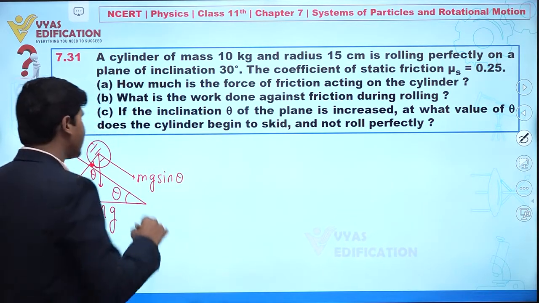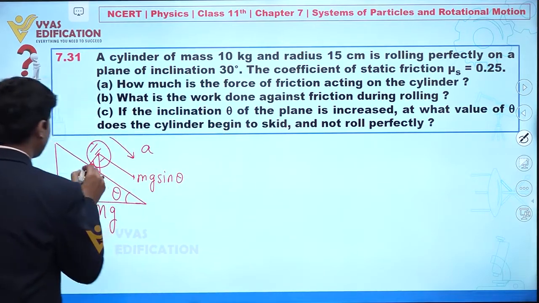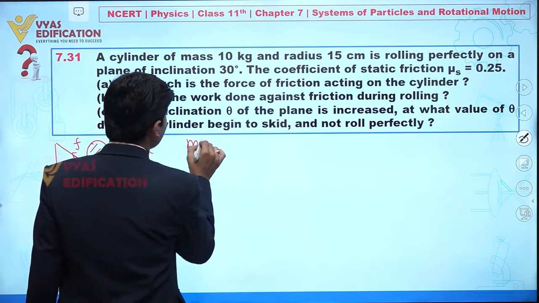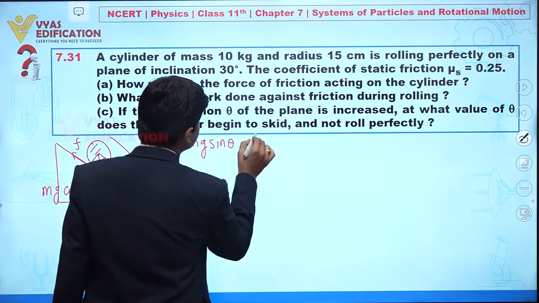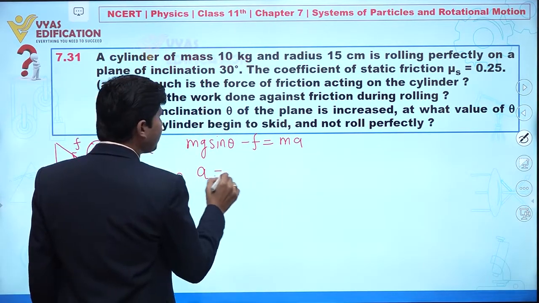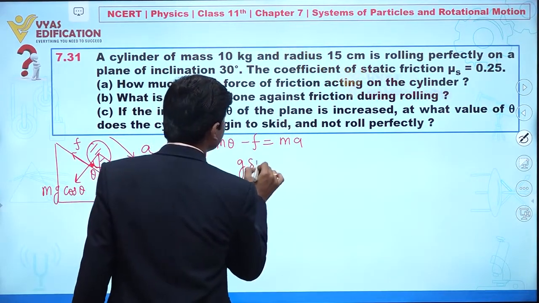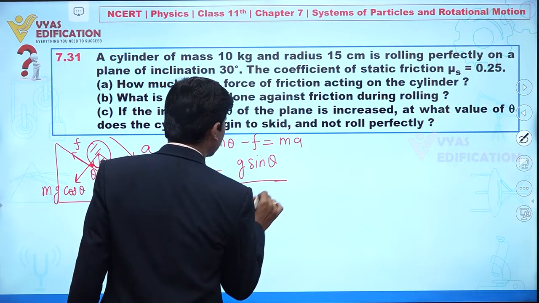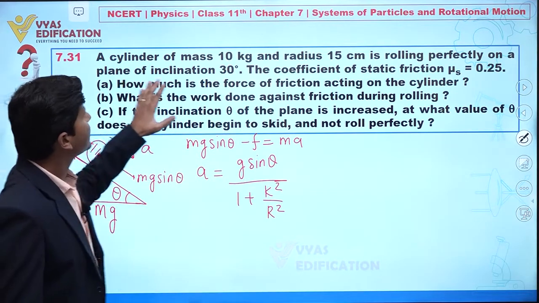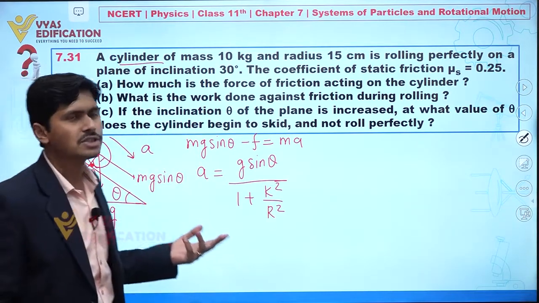Let's suppose the center of mass of this body is going with acceleration a. At that time friction force will act in the opposite direction like this. So we can write mg sin theta minus f equal to ma. Now you know, whenever we are talking about translation plus rotational motion, acceleration a is given by g sin theta upon 1 plus k square upon r square. Because it is given here a cylinder, I am assuming this is a solid cylinder.